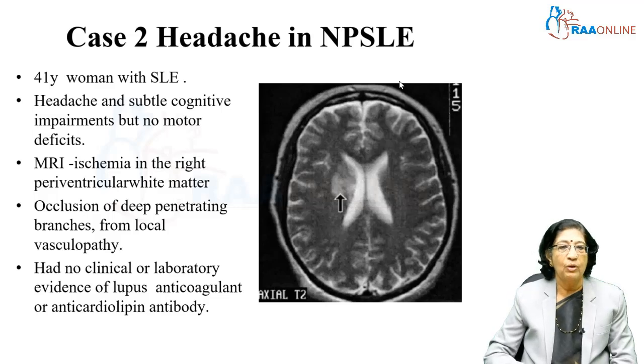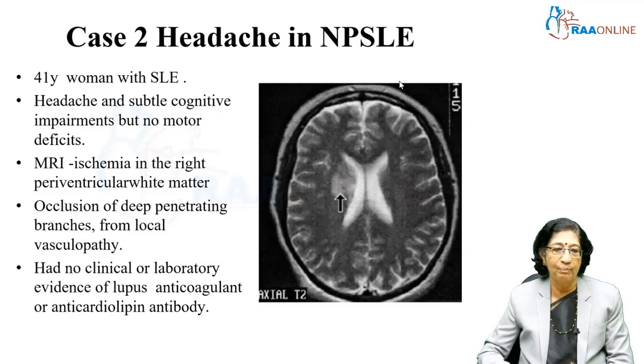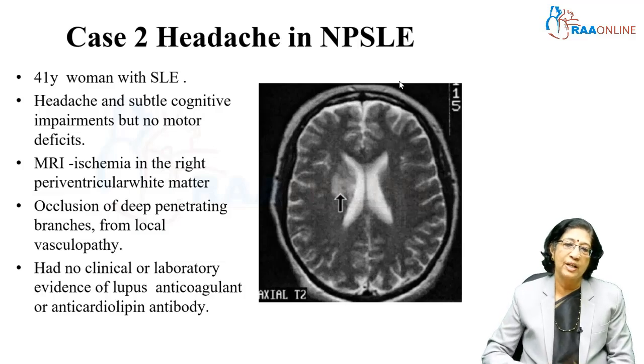The second case which we are going to discuss is now a headache. This is a 41-year-old woman, and usually you find that SLE is much more common in women than in men. And this is a 41-year-old lady with a known SLE. She presented with headache and mild cognitive impairments, but there was no motor deficits.